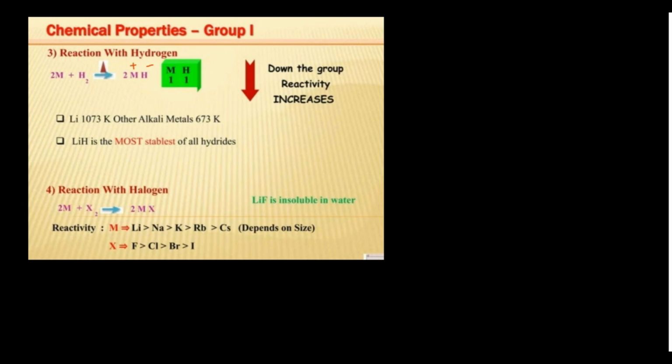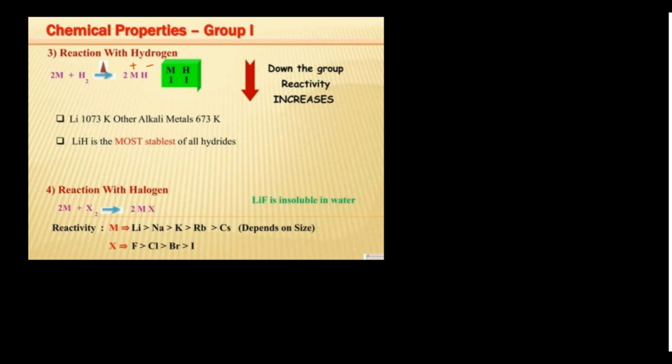The alkali metal hydrides, all these hydrides actually possess the sodium chloride type of structure. Sodium chloride type of structure means the coordination number would be 6. In case of NaCl, the coordination number of sodium is 6 and the coordination number of each chloride is also 6. So these hydrides also have the same structure as that of NaCl.